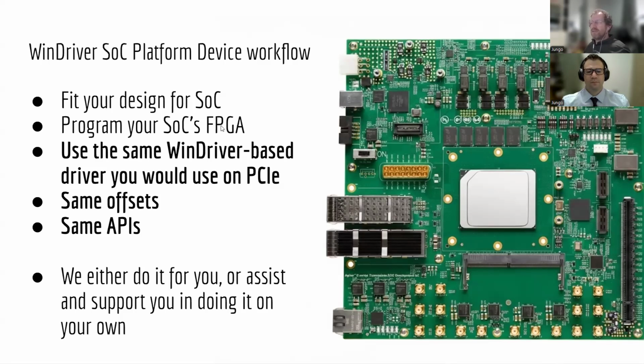In the examples that we're going to show today, we have already done all these preliminary steps in order for the operating system to identify the platform device that we're going to work with. So after you've done all these preliminary steps, you can just use, and that's the good part, the same WinDriver-based driver you would use on PCIe. No need to change the code. No need to change almost anything, and I'm going to prove that to you in a couple of minutes. So assuming that your design is exactly the same, with the same offsets and the same APIs, the programs are going to work almost exactly the same, and we're just going to show that.